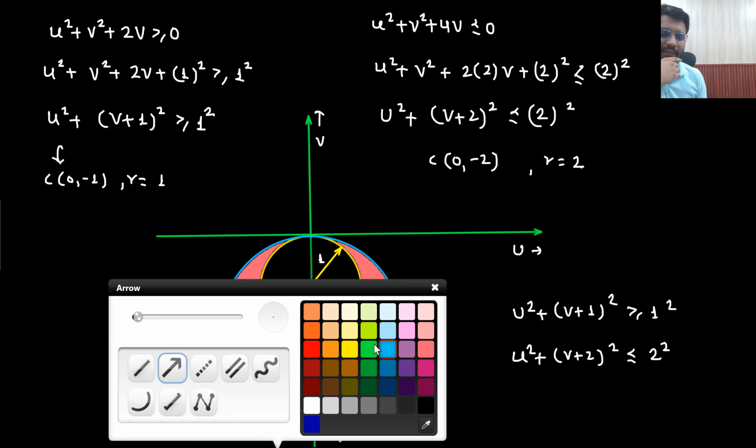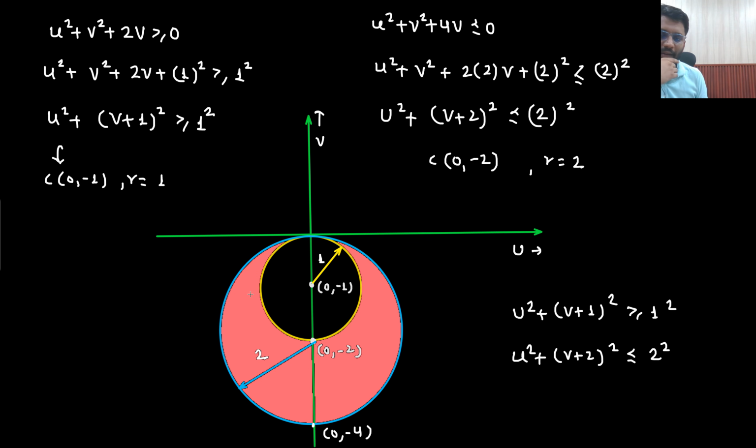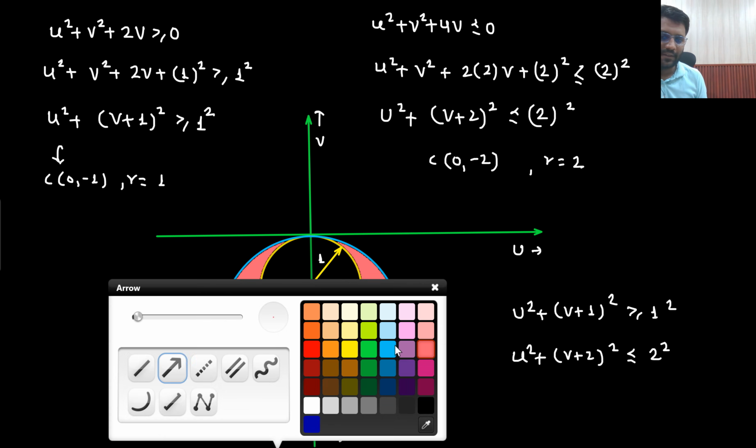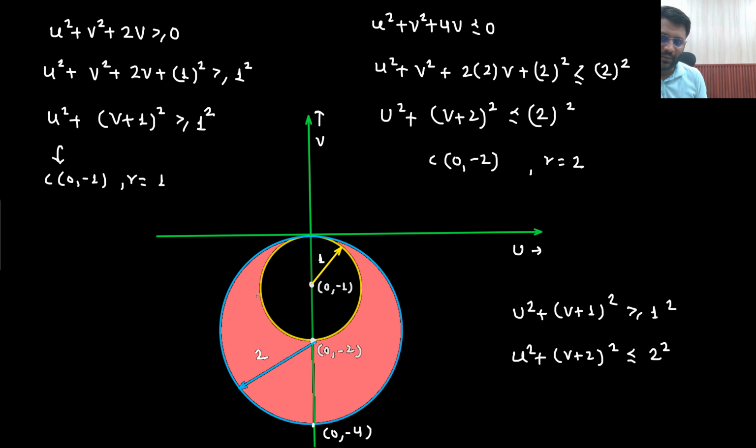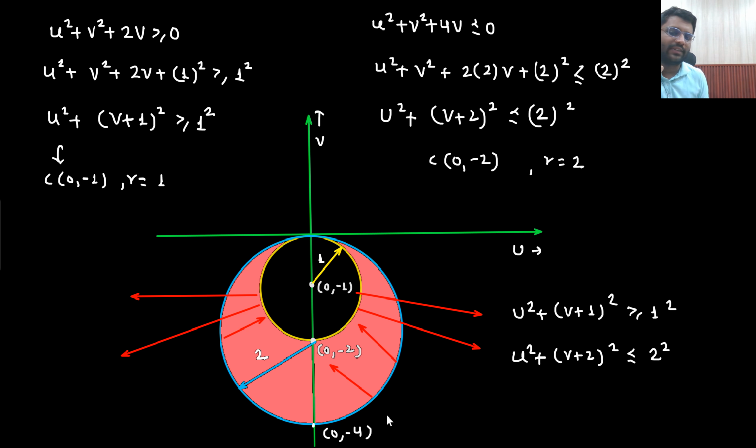Outer of this particular thing. So they are saying outer of this and inner of this. So what is the common region? This is the common region, no? Which I have highlighted. So what is the area of this common region? Can you tell the area?